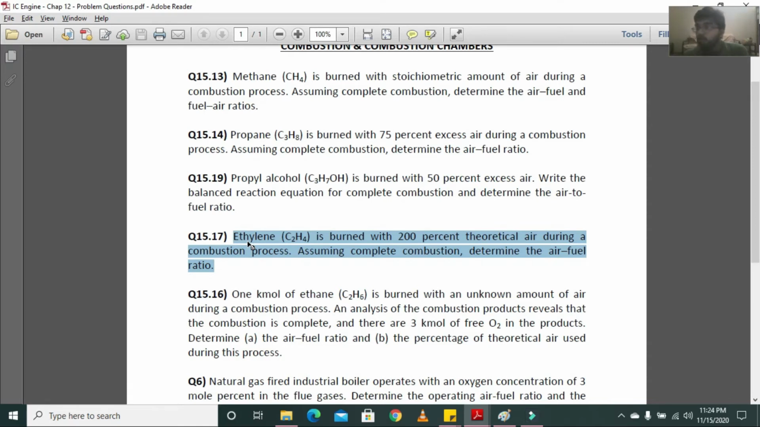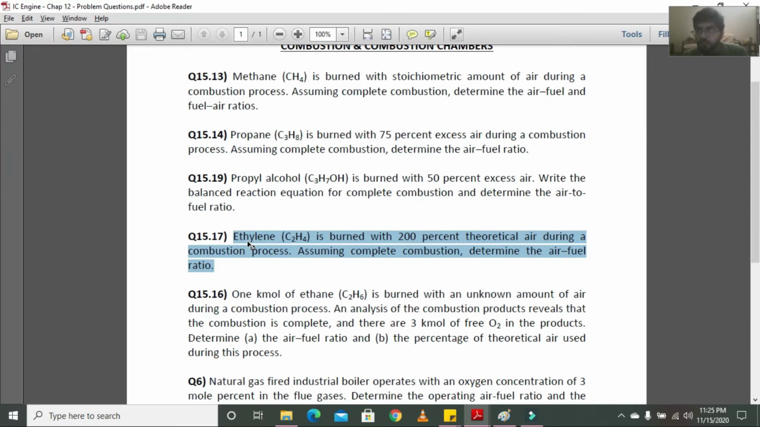By 200% theoretical air, we mean that we have 100% excess air. We had a certain amount of theoretical air which was required for the combustion, and we have provided another amount of the theoretical air. That means we have provided double the amount of air which was required for the theoretical combustion, so 100% excess for the combustion in this question. Assuming complete combustion means there will be no formation of carbon monoxide. Determine the air fuel ratio.